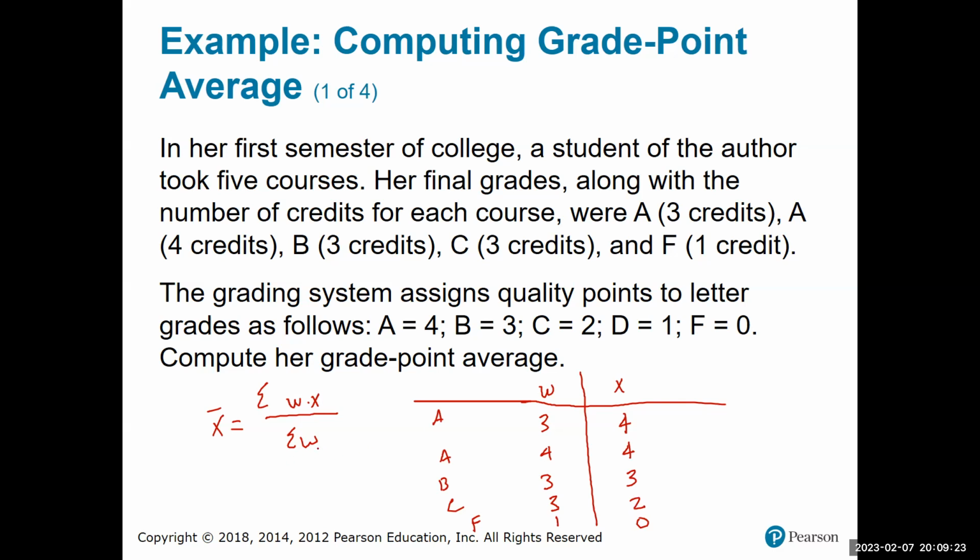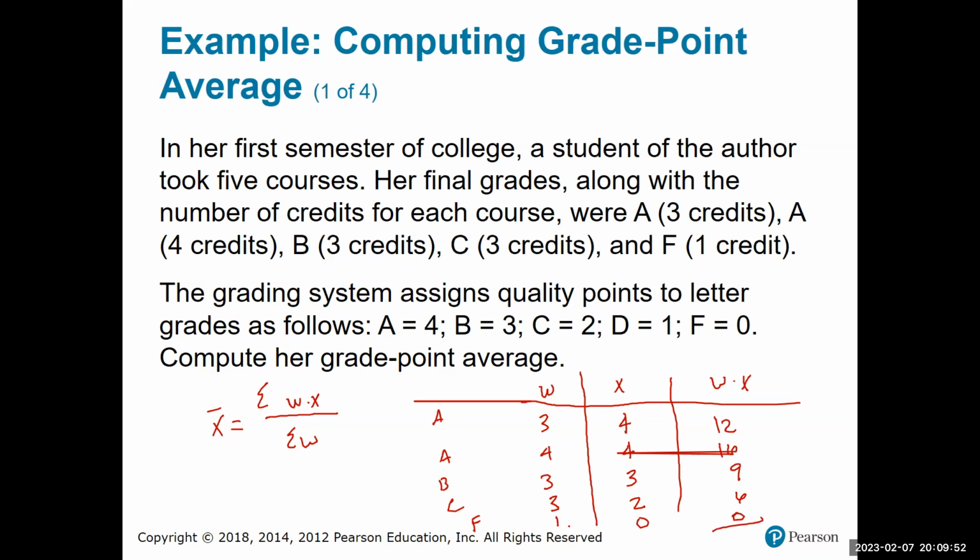So now I want to calculate a couple things. I need the sum of the W's, and I need a sum of W times X. So I need a third column here. This is going to be W times X. So each grade times the weight. So this is going to be 3 times 4 or 12. And then I'm going to have 4 times 4, 16. I'm going to have 3 times 3, 9. 3 times 2 is 6. And then 0 times 1 is 0.